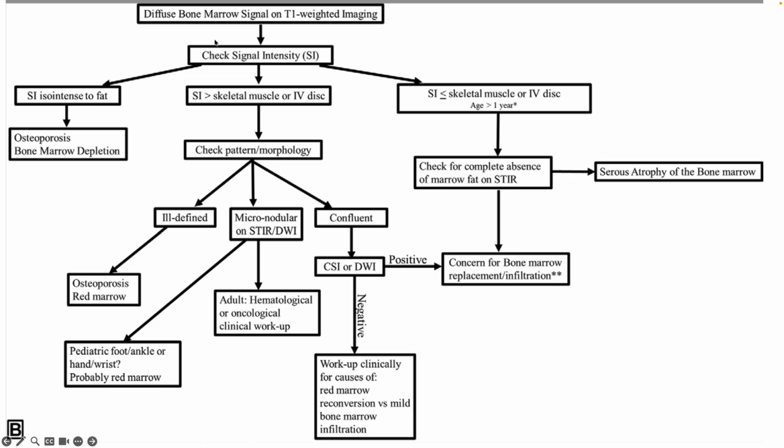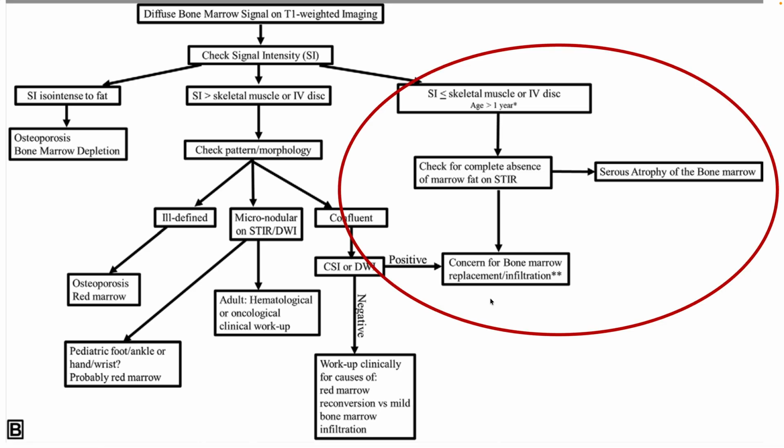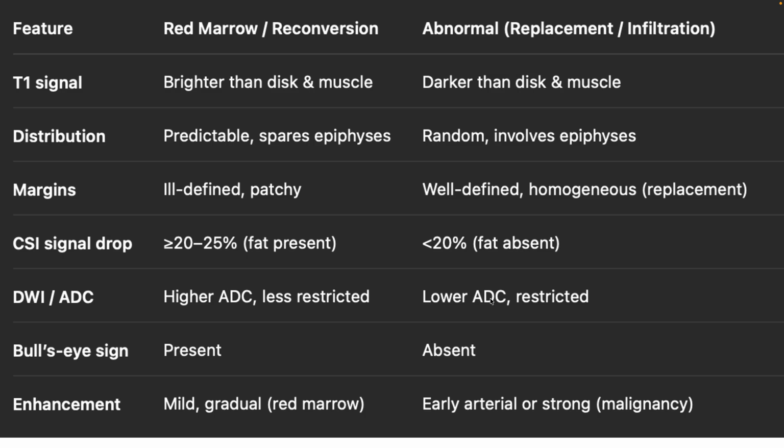So if you see diffuse bone marrow signal on T1, look at the signal intensity, and if it's less than skeletal muscle or disc, as in our patient, and there is absence of marrow fat on STIR, we should consider bone marrow replacement or infiltration. And so that's what I did in our case.